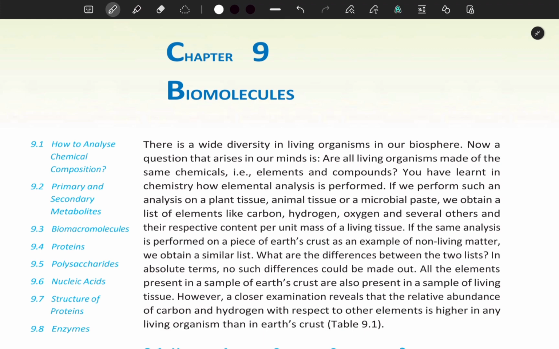If the same analysis is performed on a piece of Earth's crust, as an example of non-living matter, we obtain a similar list. What are the differences between the two lists? In absolute terms, no such differences could be made out. All the elements present in a sample of Earth's crust are also present in a sample of living tissue. However, a closer examination reveals that the relative abundance of carbon and hydrogen with respect to other elements is higher in any living organisms than in Earth's crust.